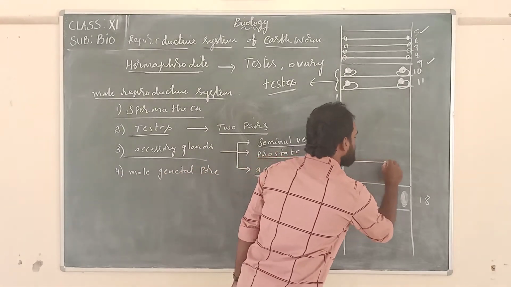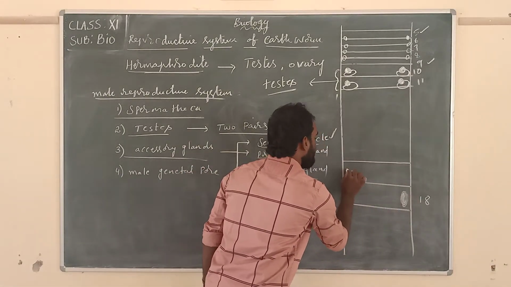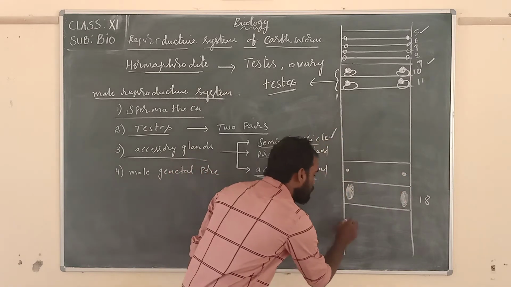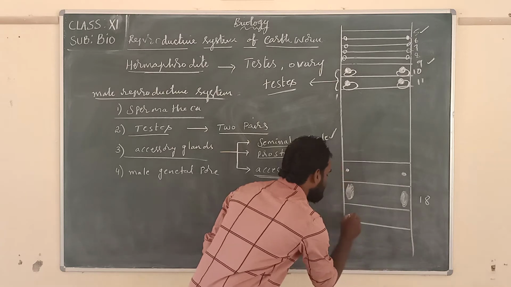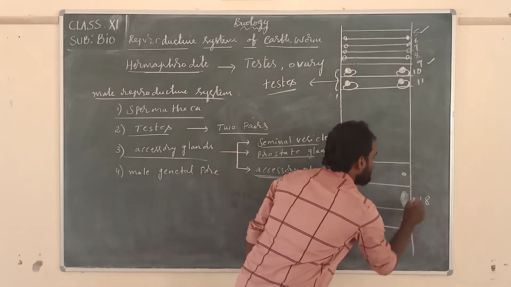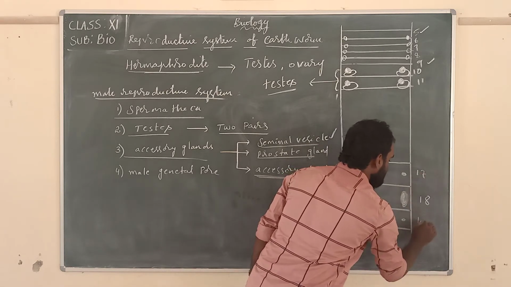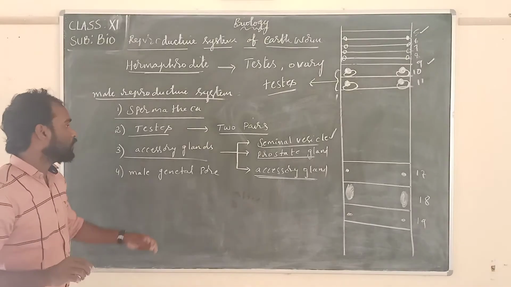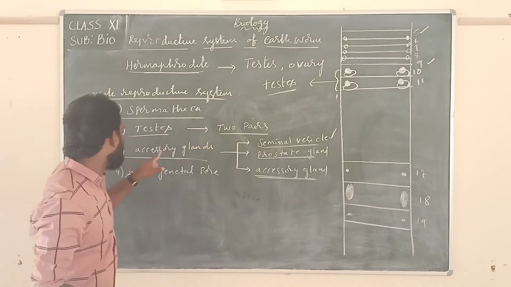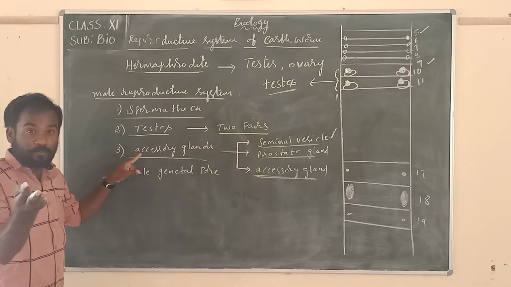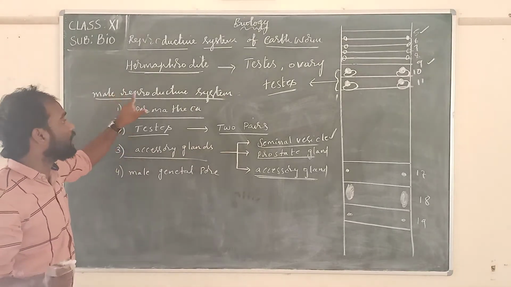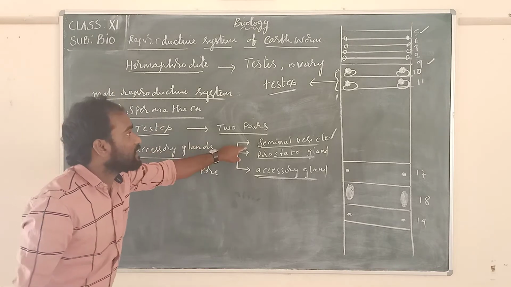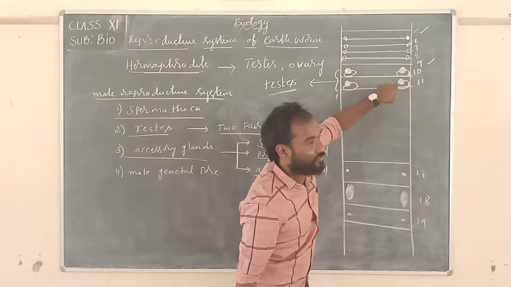One pair of accessory glands is present in the 17th segment and another pair in the 19th segment. So, 17th and 19th. Are you understanding? Now, seminal vesicles. There are three types of accessory glands present in the male reproductive system of the earthworm. Seminal vesicles are present near the testis itself.